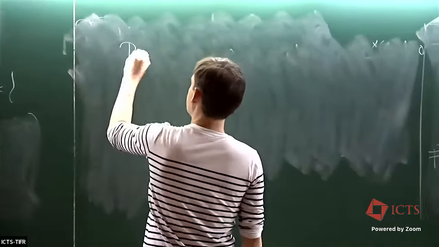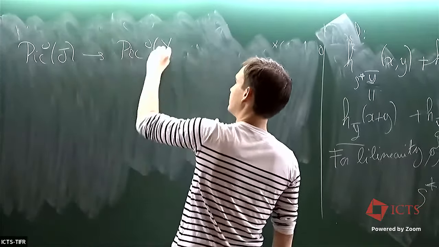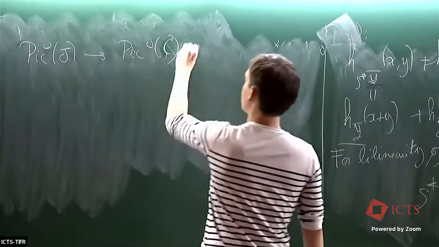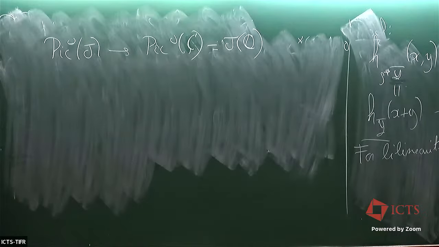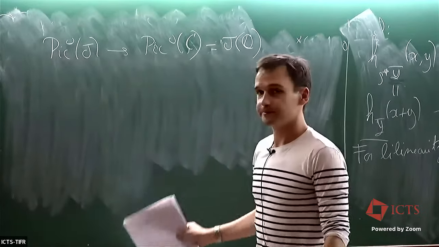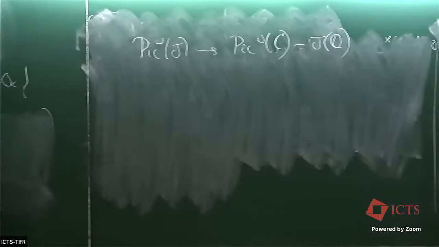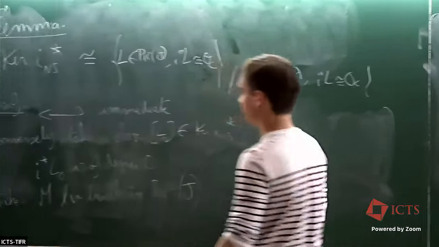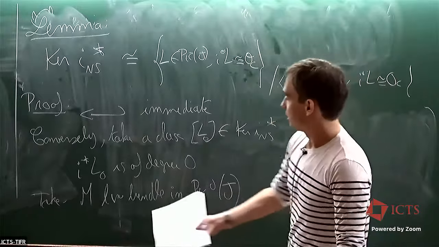Now, I use the second map here. Pic⁰ of C is actually the same thing as J of C, by definition of the Jacobian, one of the definitions at least. So what I have here is actually an element of the Jacobian. All right. Now let's take an M line bundle in Pic⁰ of J. Okay, another one. I will modify L0 by M because I don't want to change the class. I want to stay inside here. So I want to take an M.